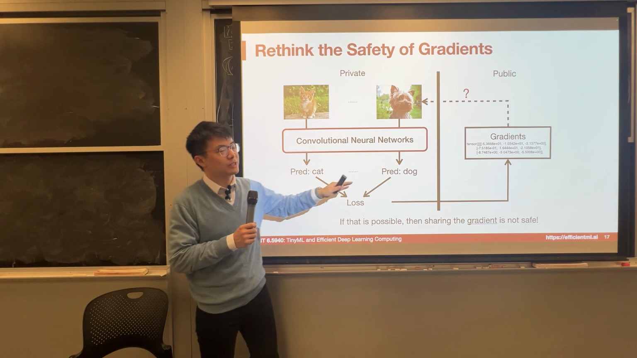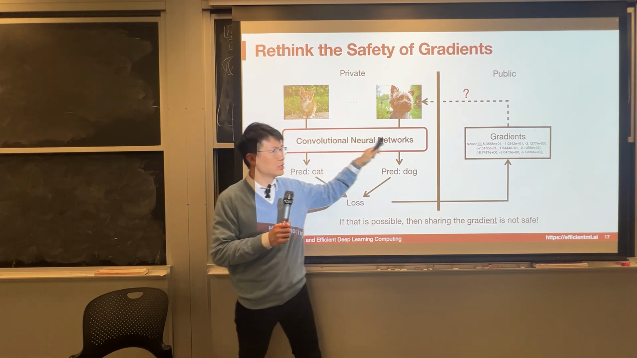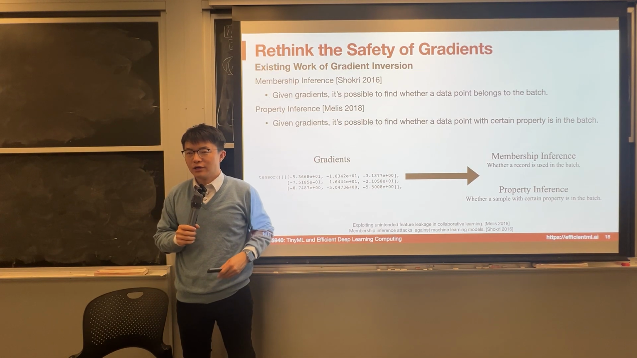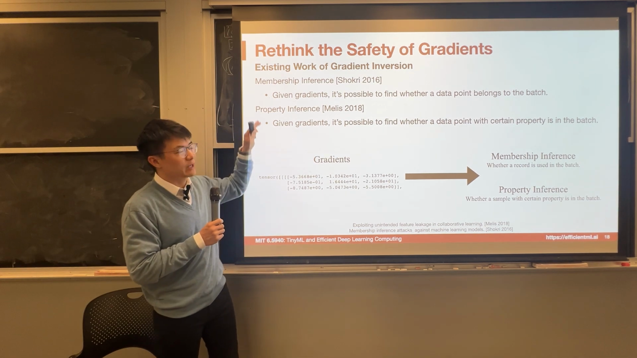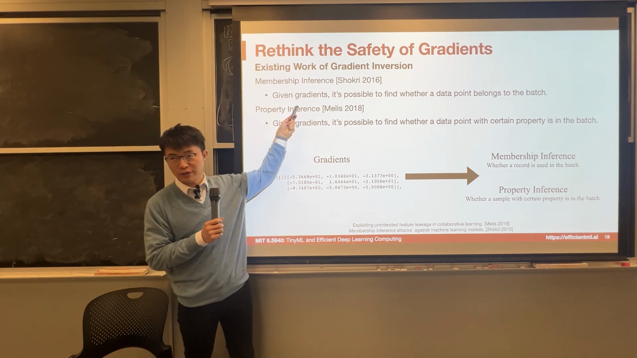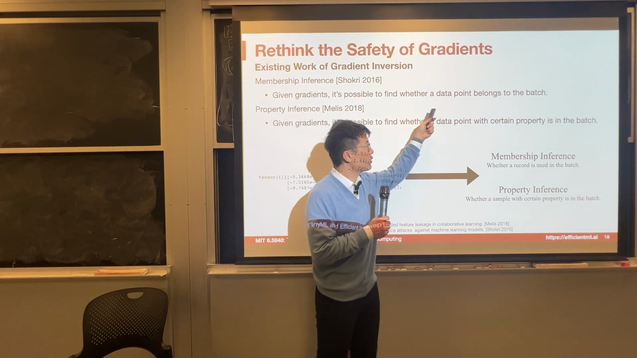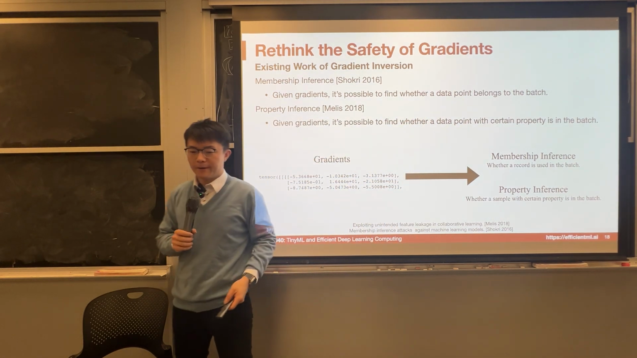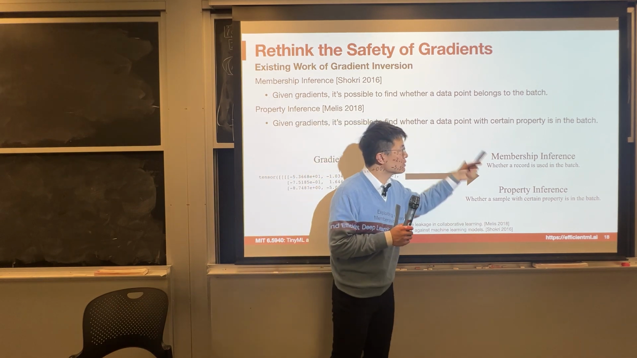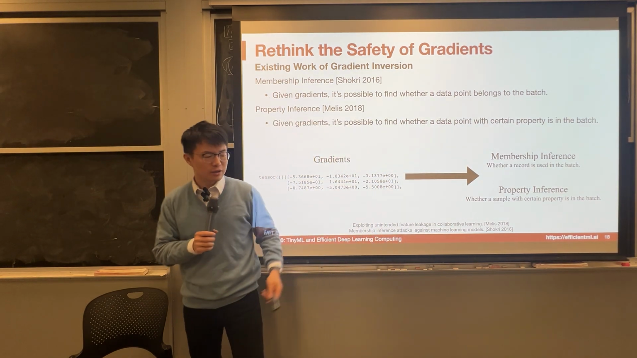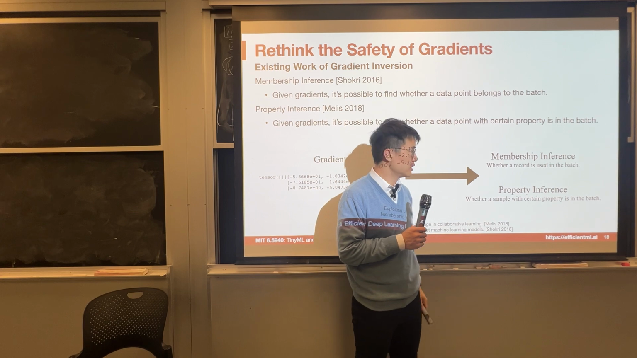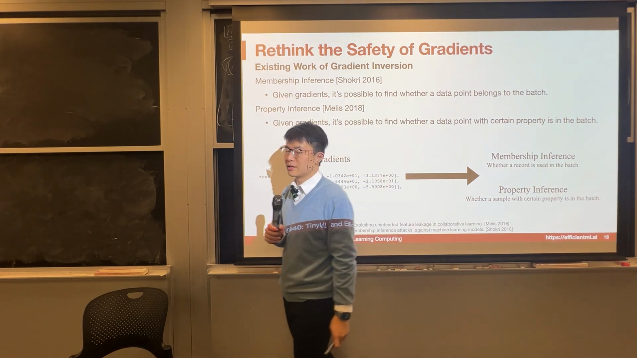Conventional wisdom basically separates the private data, the private input, versus the public data, which is the gradient or the weight update. Existing work shows that we can get some input information by observing the gradient. For example, membership inference: given the gradient, it's possible to find whether a data point belongs to the batch. And also property inference: given the gradient, it's possible to find whether a data point with a certain property is in the batch.